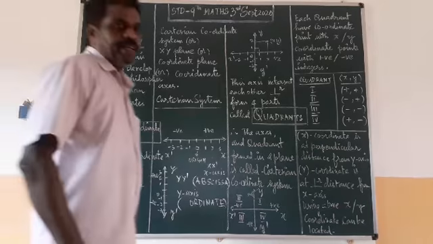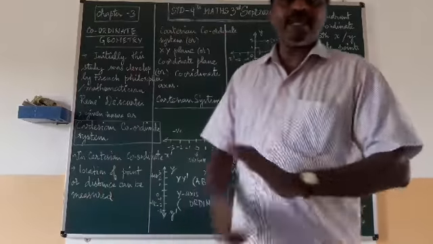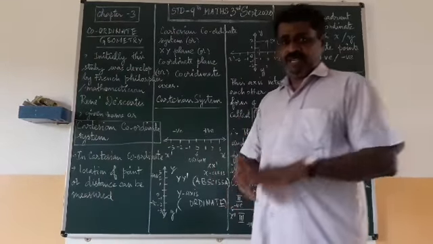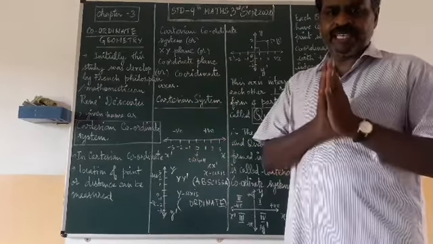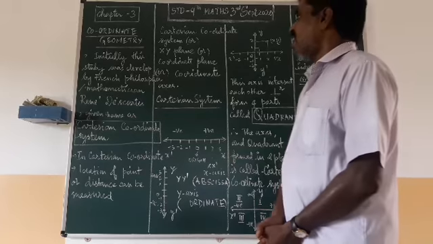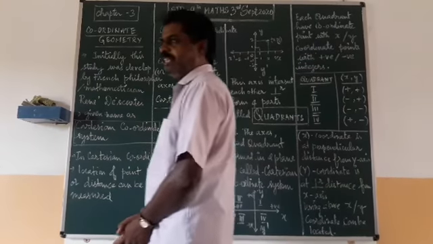Good morning students. In the previous class we completed chapter 2, polynomials, and we completed all the exercises. Now you complete your fair book, everything up to the second chapter. Then we will go for the new chapter, coordinate geometry.